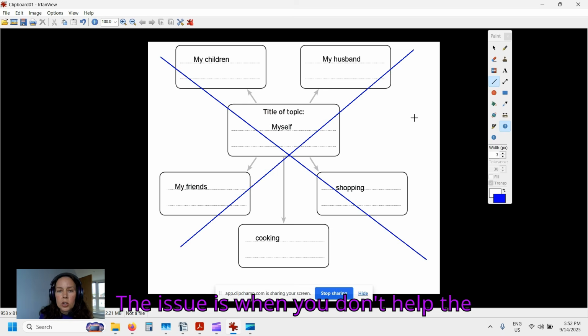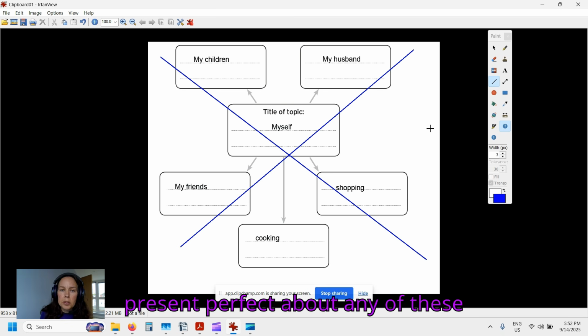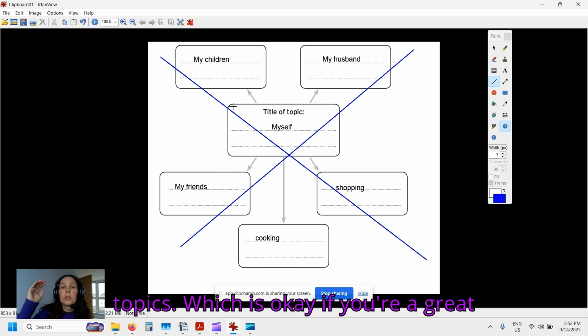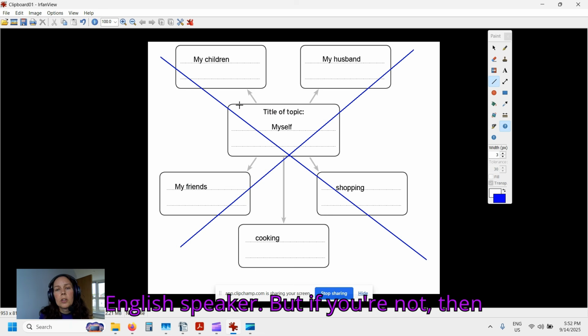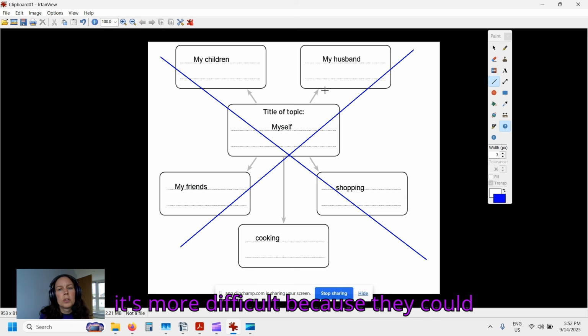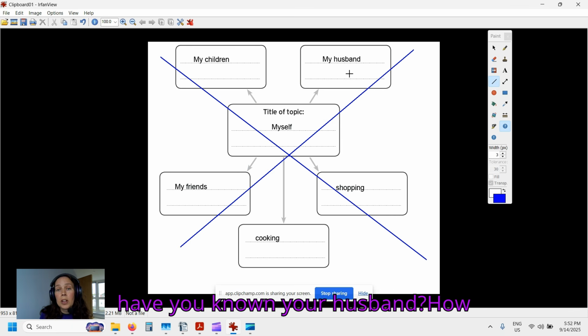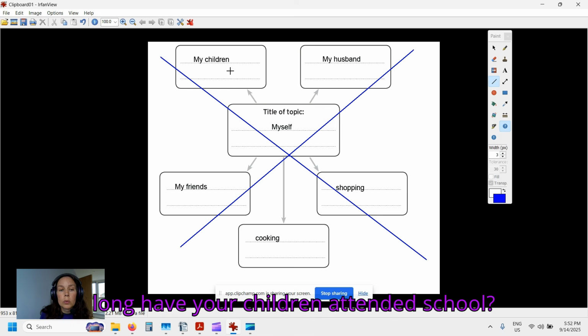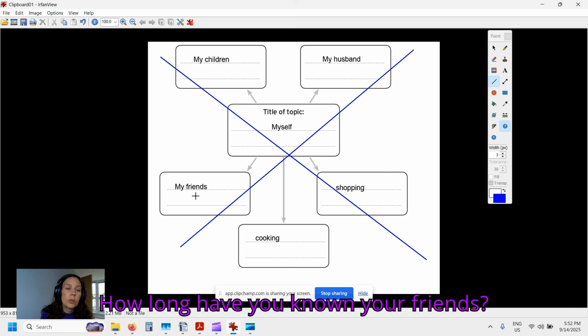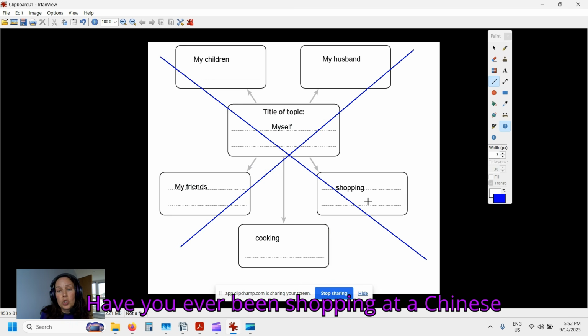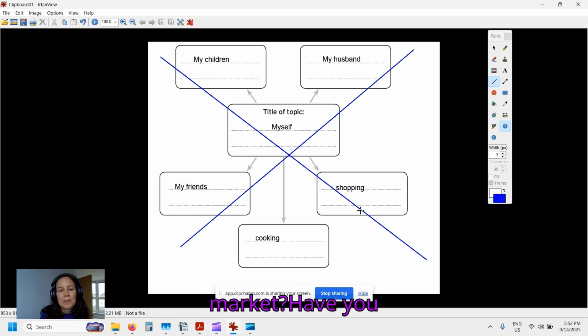The issue is when you don't help the examiner, the examiner can ask you present perfect about any of these topics, which is okay if you're a great English speaker. But if you're not, then it's more difficult because they could ask something like, how long have you known your husband? How long have your children attended school? How long have you known your friends? Have you ever been shopping at a Chinese market?